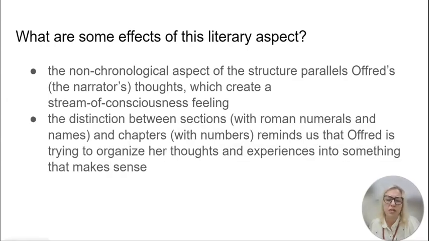The distinction between the sections with the Roman numerals and names and the chapters with numbers, I think, reminds us that Offred is trying to organize her thoughts and experiences into something that makes sense to her, at least so that she can last, right? So she can survive. By the time we get to the end of the book, we'll find out something else about that, and just know that there is some more information coming in historical notes about how the chapters and sections are organized.